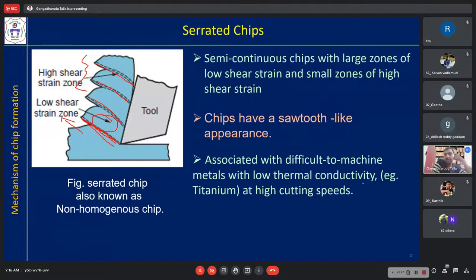Whenever the workpiece is brittle or hard, of course hard and brittle are slightly different, but hard materials are generally brittle, not all. So chip formation is due to brittle fracture because the material is hard. But the material which is very close, or just in contact with the tool, at that location shearing is taking place again. So it is a combination of both.